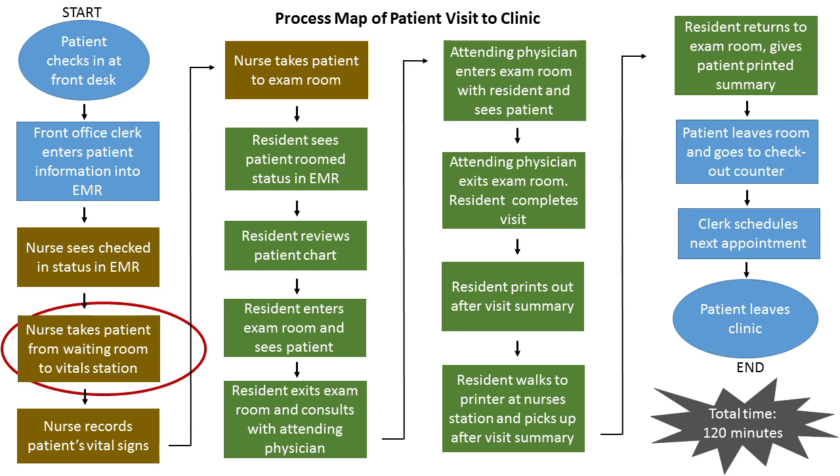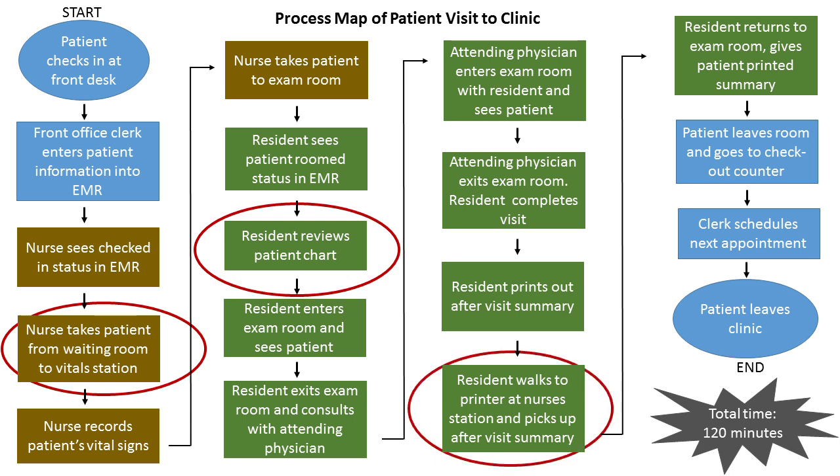Perhaps the vital signs could be measured in the exam room instead of at a separate vital station. The resident could review the patient's chart in advance of the visit, reducing some waiting time and delay. Printers could be located closer to or in the exam room, or the information could be sent electronically to the patient if the EMR allows for it and the family elects this method of receiving the visit summary.